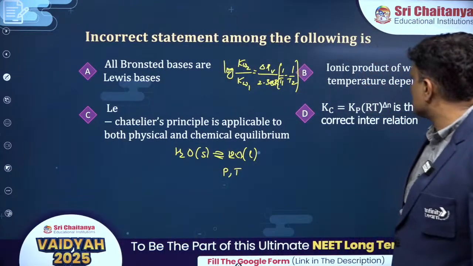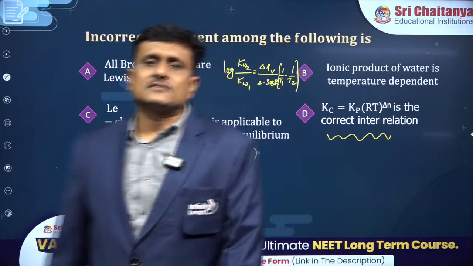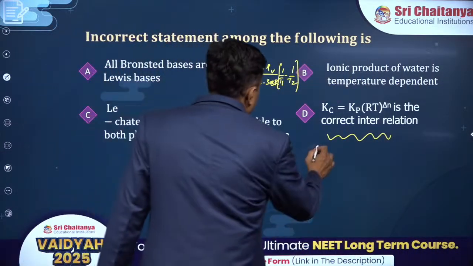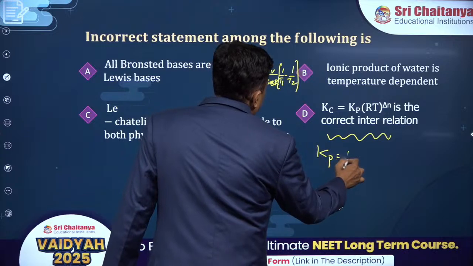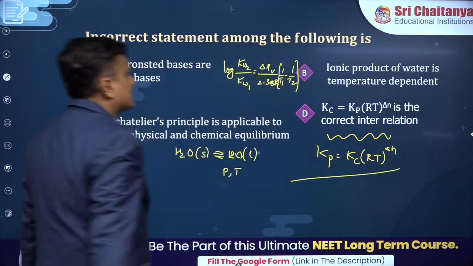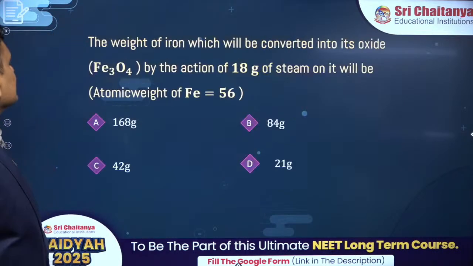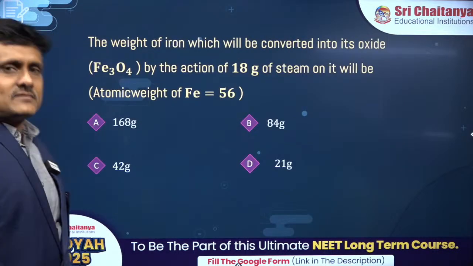The only one thing that does not look to be correct is this relationship. You can see the relationship we have studied is Kp equal to Kc into (RT) whole power delta n, whereas it is given as Kc equal to Kp. You need to be watchful, buddy. Yes, Rebecca. Good. Let's see the next question.